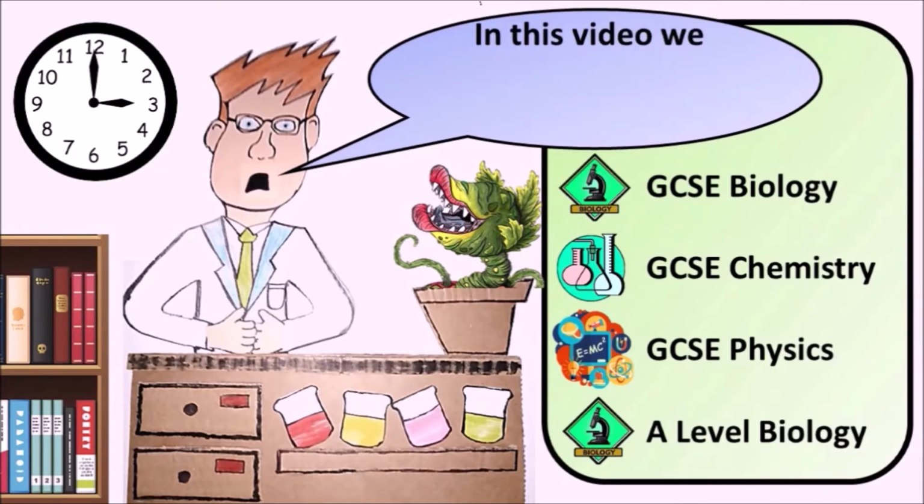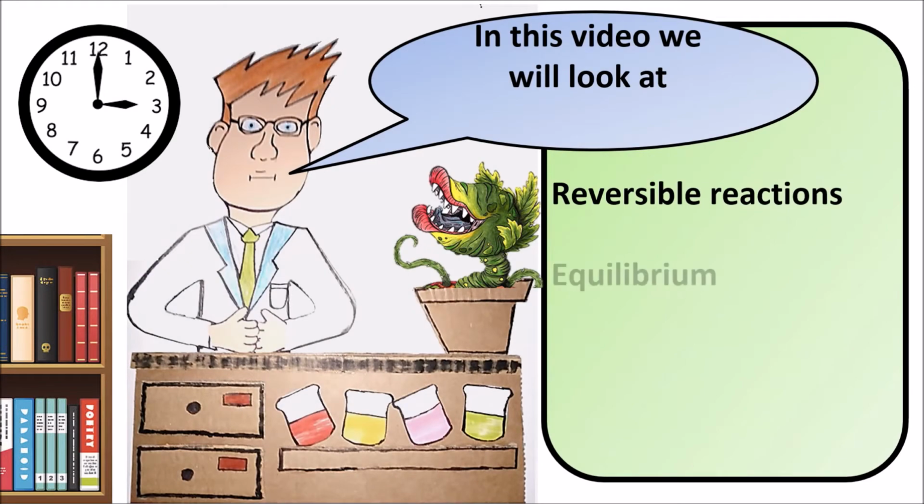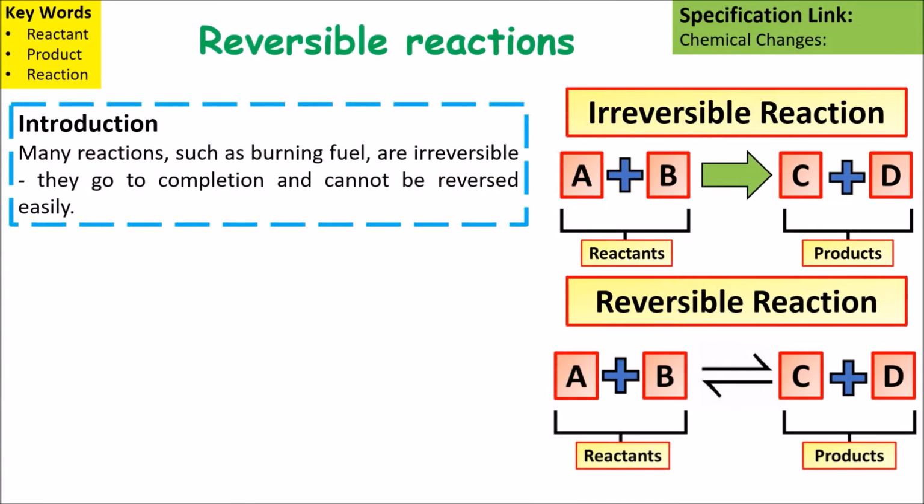In this video, we will look at reversible reactions, equilibrium, and what happens to copper sulfate. Many reactions such as burning fuels are irreversible, so they go to completion and cannot be reversed easily.